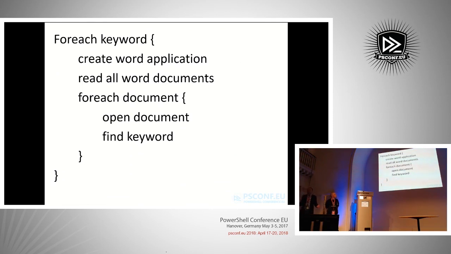So we have, for each keyword, we are creating a Word application, reading all the Word documents, and then again looping through all the documents, we are opening them and looking for keywords. Now it's kind of obvious where the bottleneck is, isn't it? For every keyword inside the loop, he's creating a new Word application. And in the same loop, he's reading all the Word documents over and over again for every iteration. So this last point comes directly back to reusing data instead of reading them one by one.